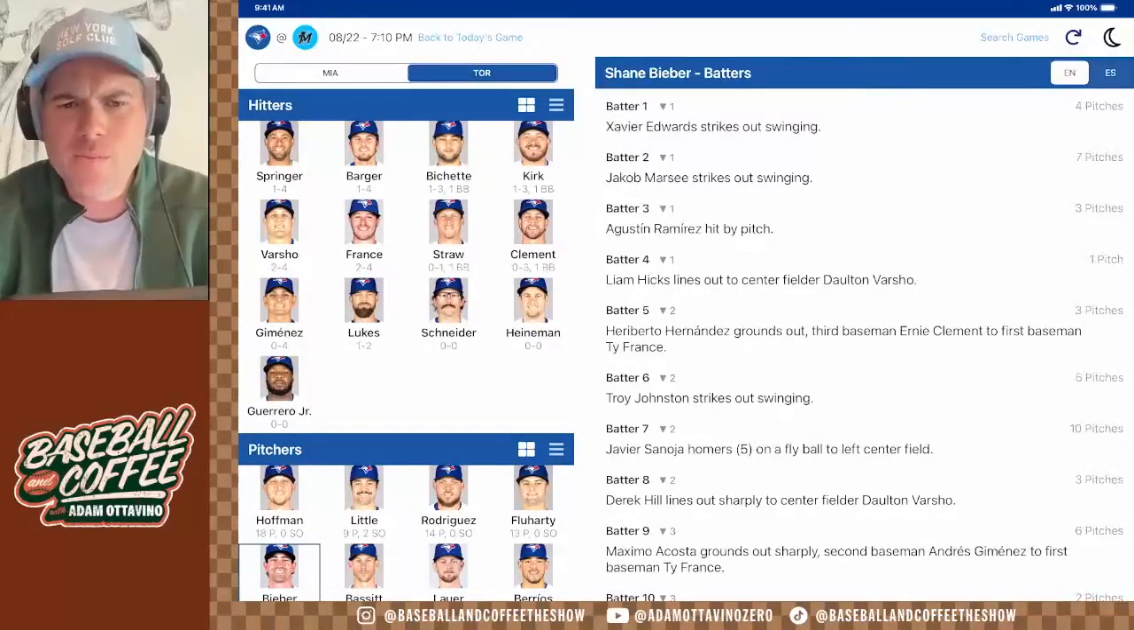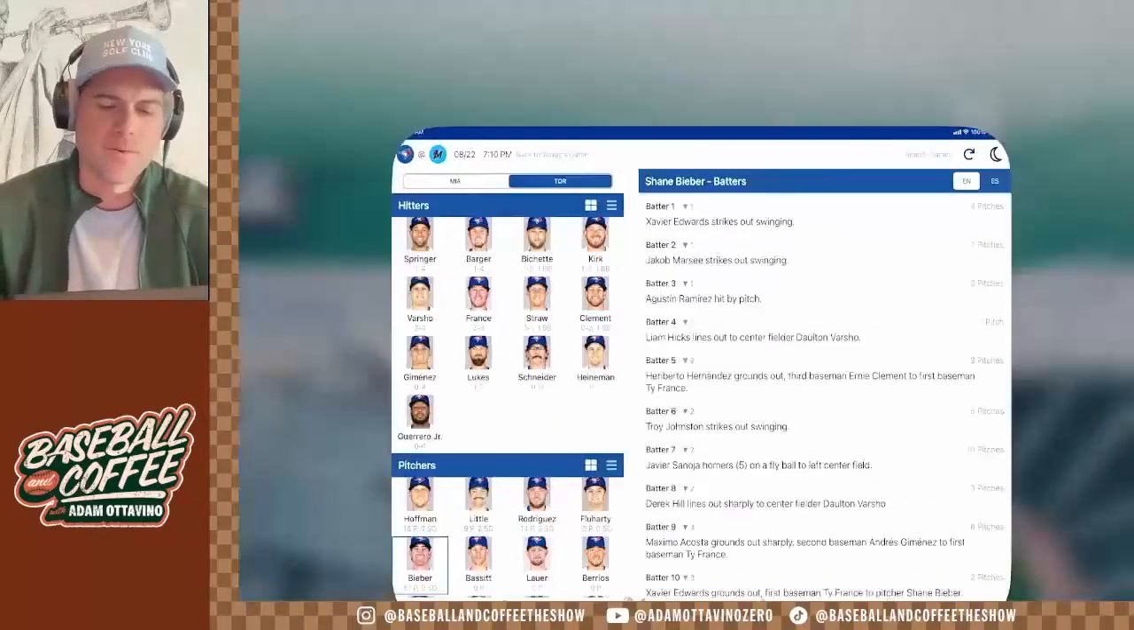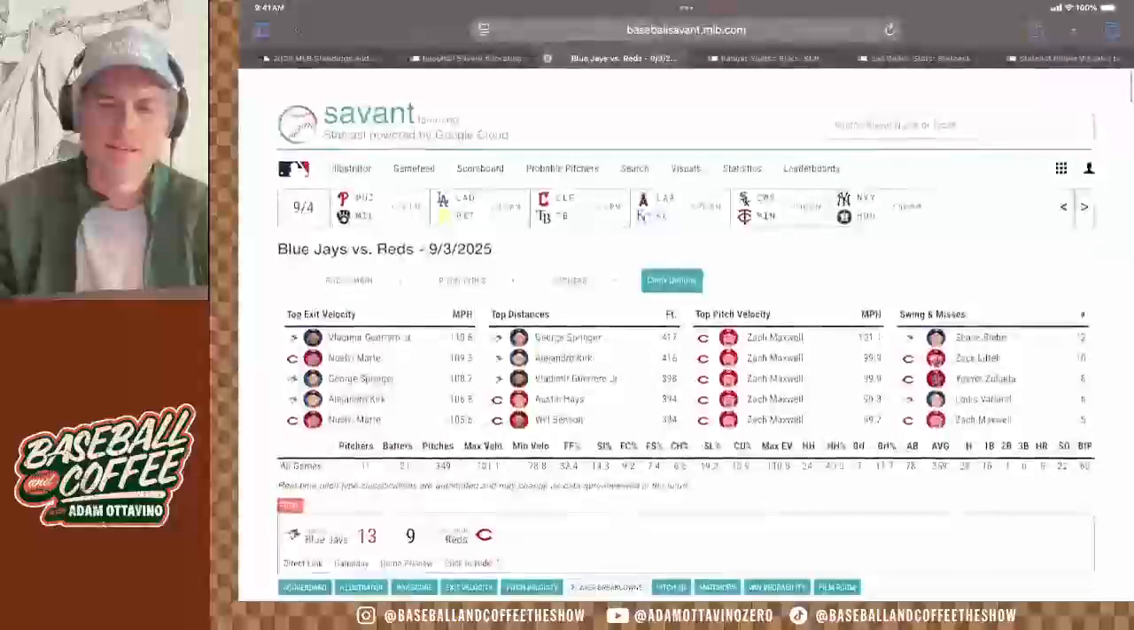All right, this might be too basic of a question, but could you explain, like I'm a 5-year-old, what are the movement differences between a slider, cutter, sinker, curve? All right, we'll do that real quick, and then we'll go look at the Yankees.